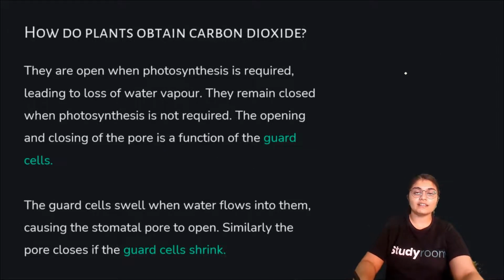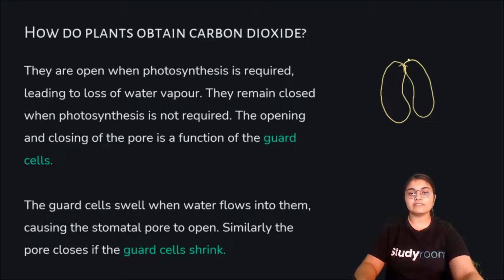As we saw, guard cells are bean-shaped cells. You can see beans, the pulses that we eat, right? So bean is one of the pulses, and these are the bean shaped guard cells that we have. The opening and closing is a function of these guard cells. Okay, the opening, and this is the stomata.